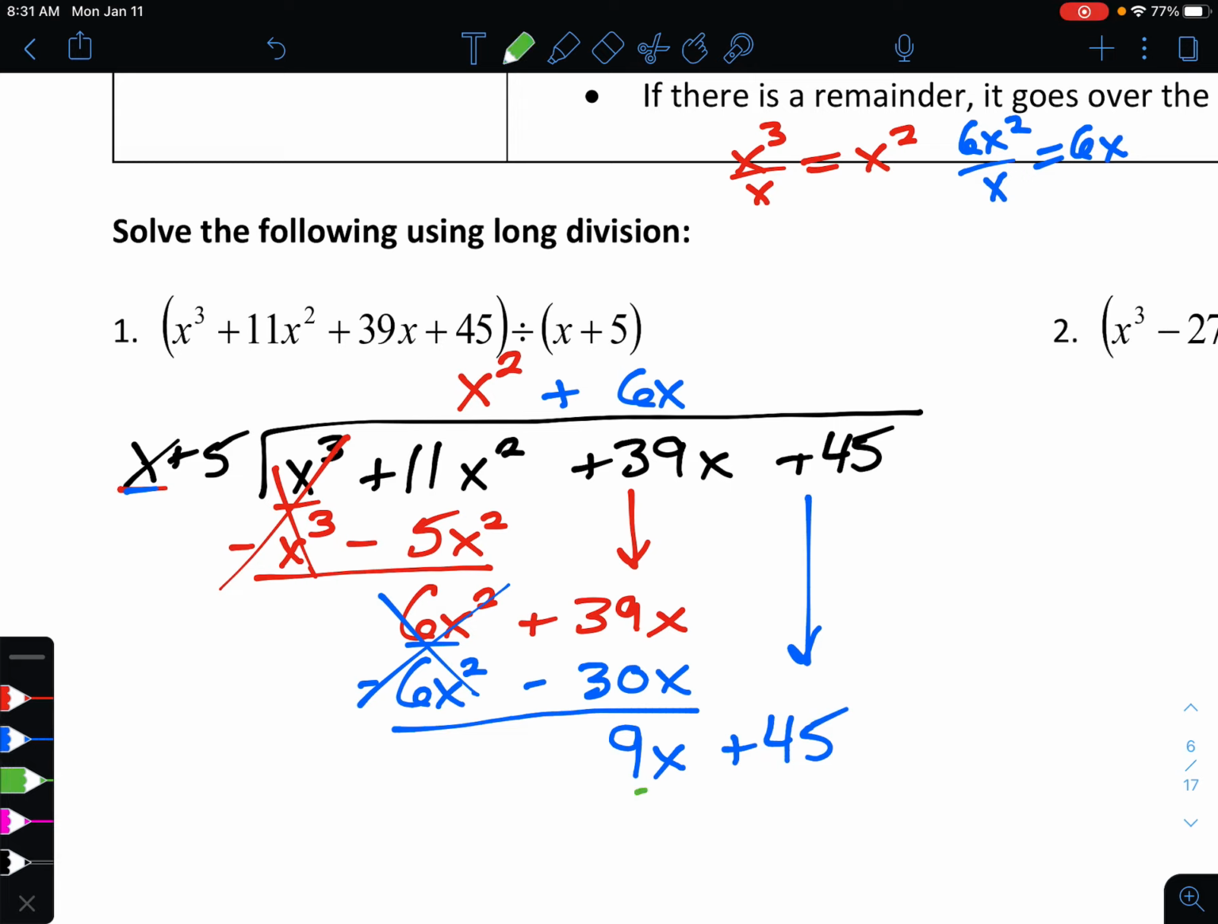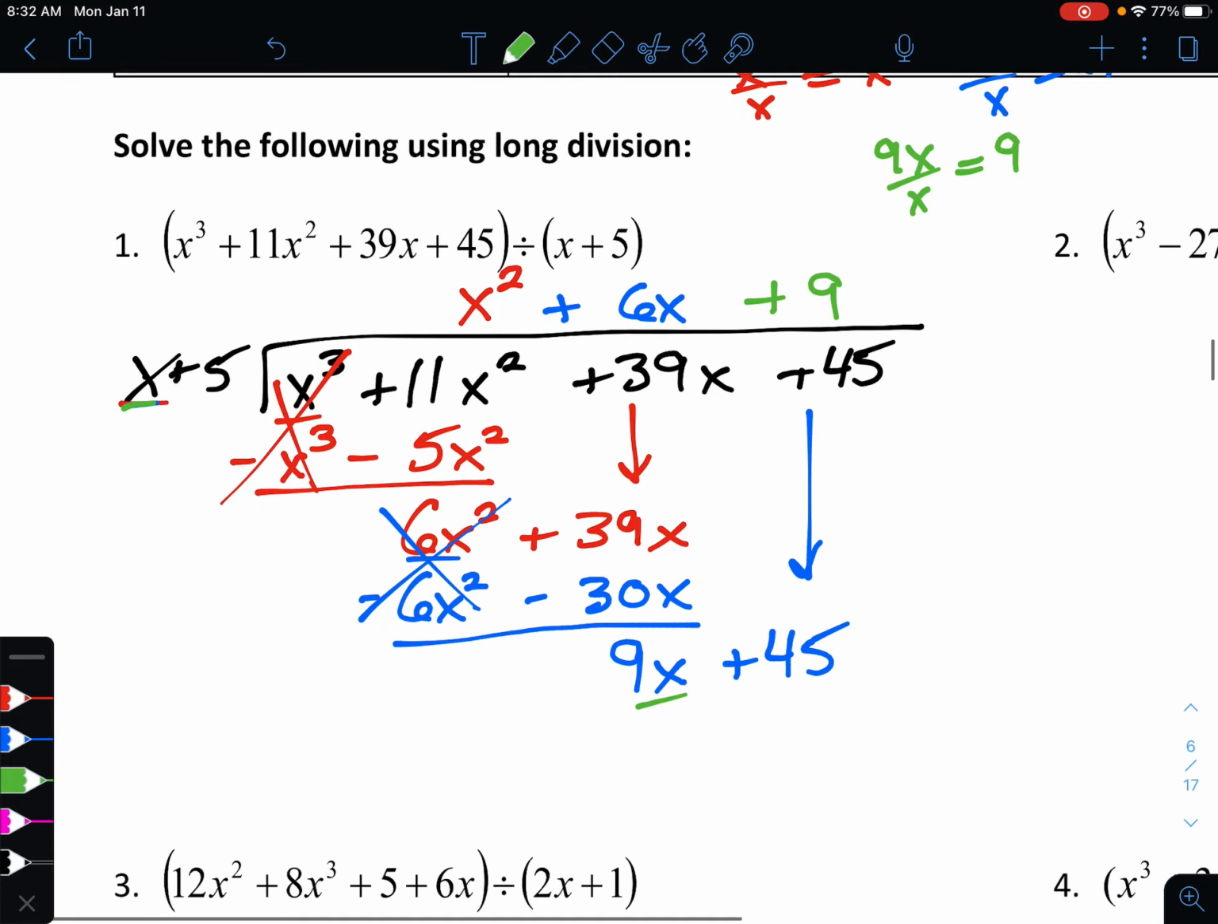All right, so this time we're taking 9x, dividing it by x. And if we take 9x divided by x, that's just 9. So we'll put a positive 9 in our numerator. Not our numerator, the top of our fraction, or the top of our division bar. Then we'll go ahead and distribute the 9 just like we have the other two terms.